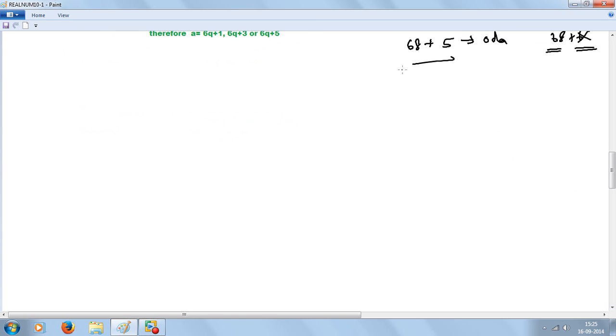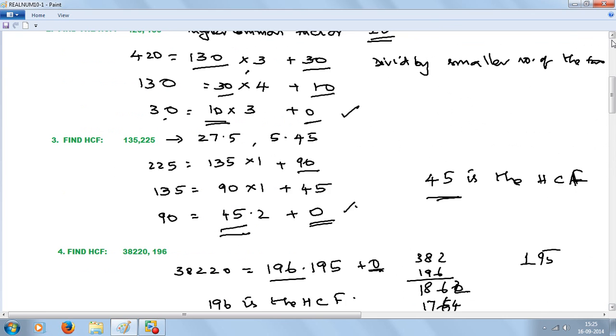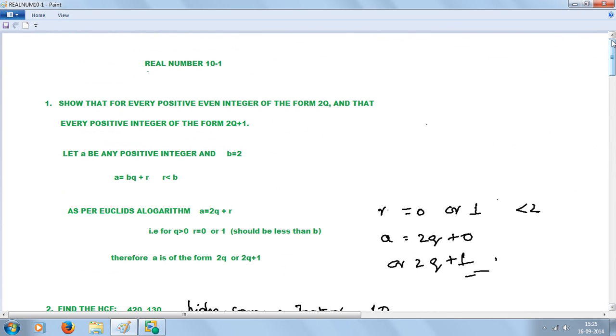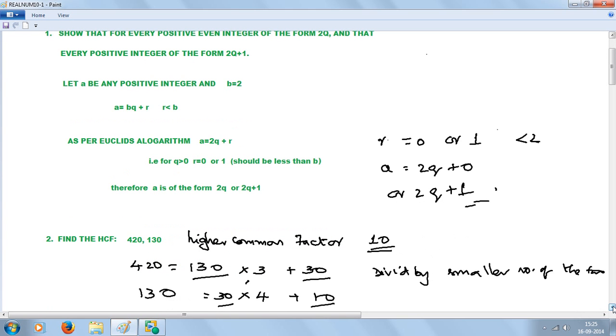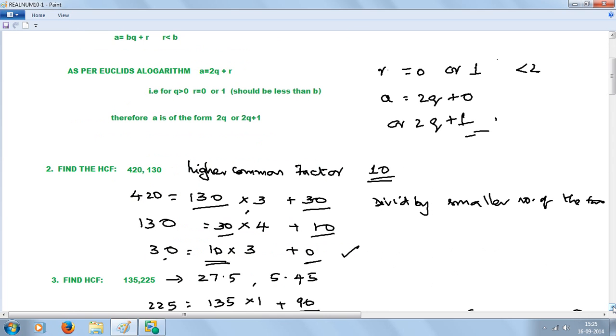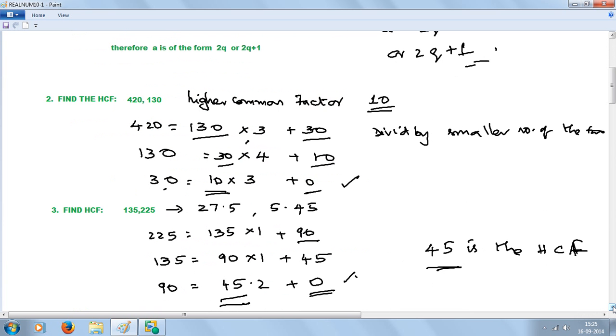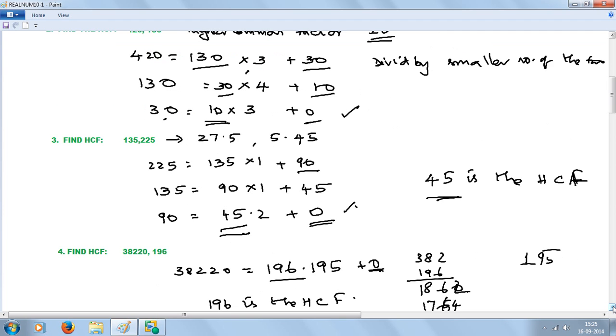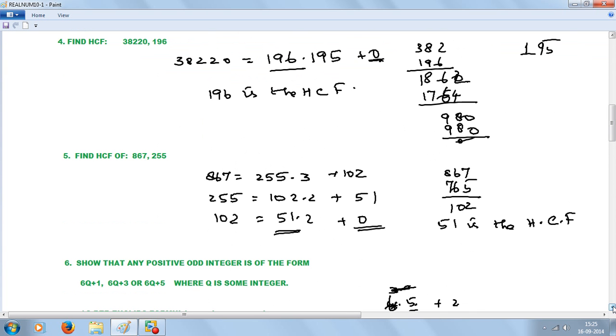So with this, we come to the end of this real numbers chapter. In this chapter we are trying to use Euclid's formula and see how practically we can apply it. This is how to find the highest common factor between two numbers when the numbers are odd or big. Even when numbers are big, we can easily find it. So we will do more problems in the next lesson.